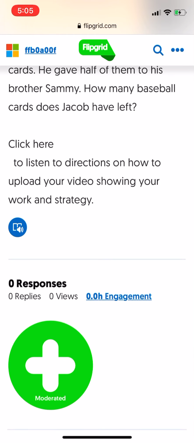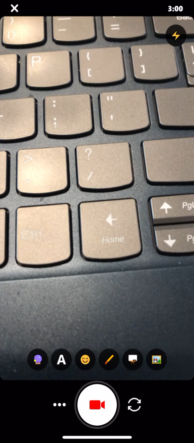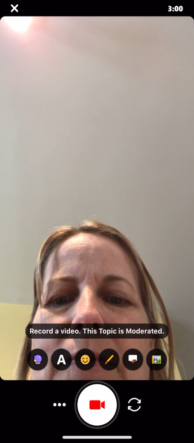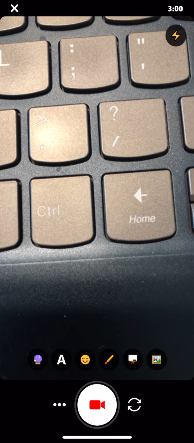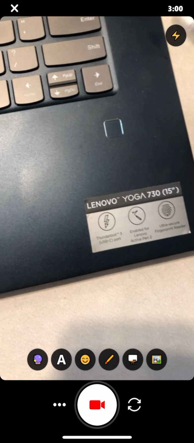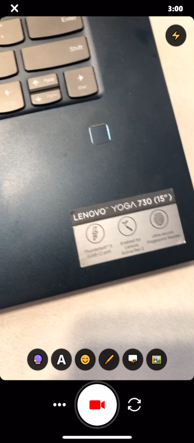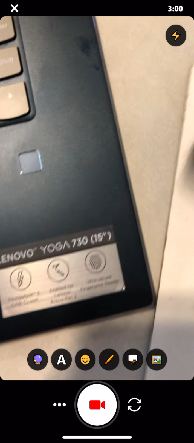So I'm going to click on the green circle with the plus sign now. Open in the app. And I'm going to flip the camera so it's not looking at me. So now it's looking at the back side, and you're going to have your paper and pencil or a dry erase board and marker to work out the problem.